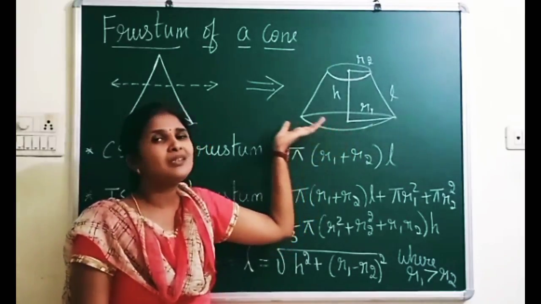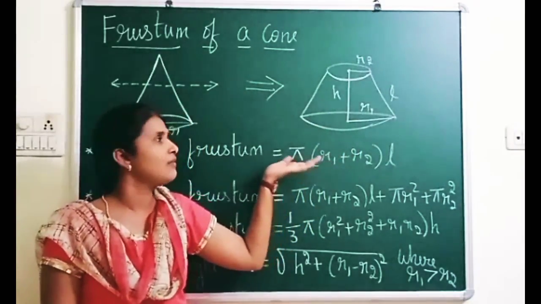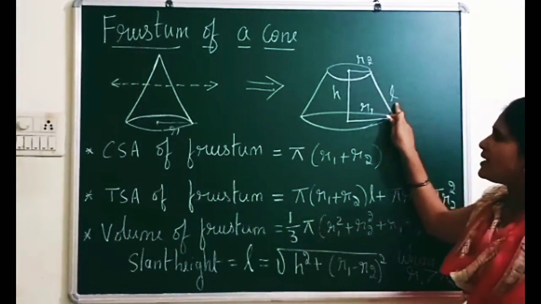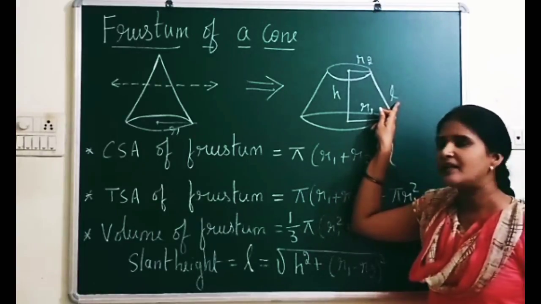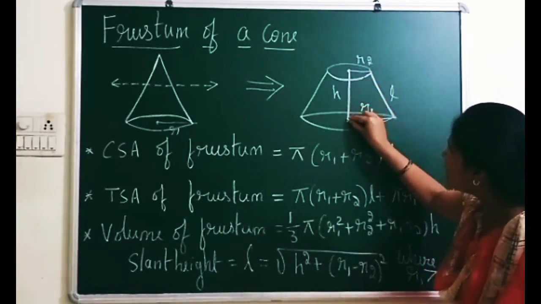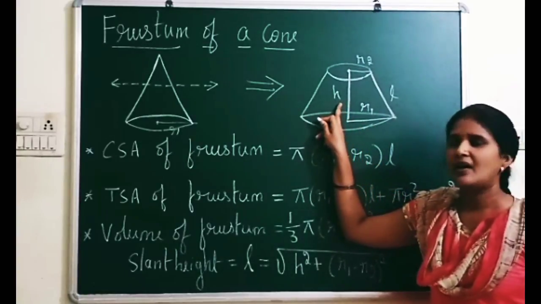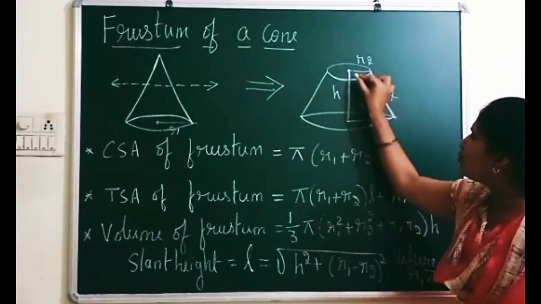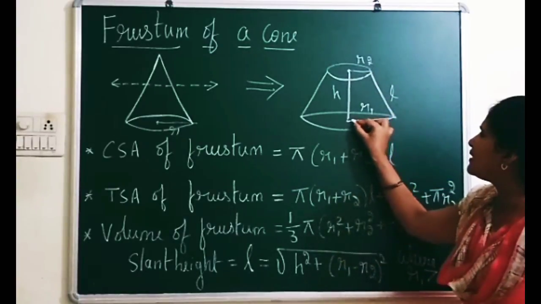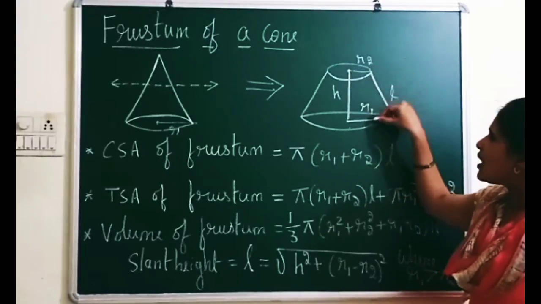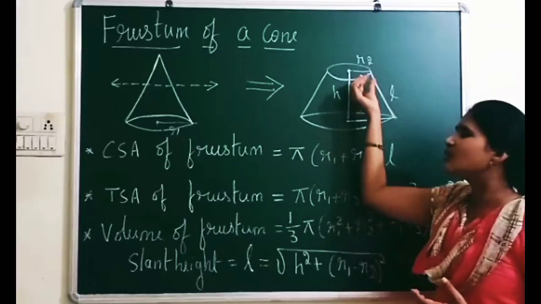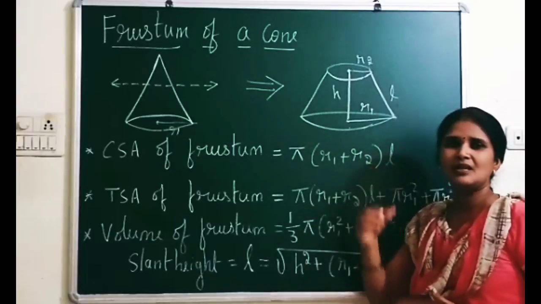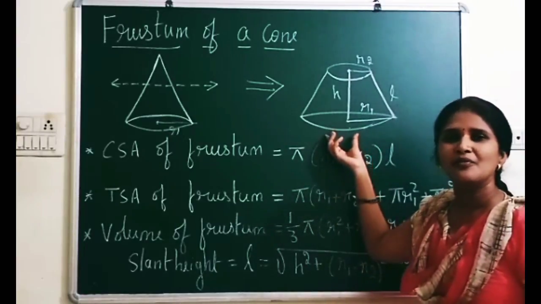Let me explain the terms, the dimensions you have in this frustum of a cone. From this edge to this edge, we call it L, which as you know is called the slant height. And this is the height, also called the perpendicular height. As the two circles have different radii, let me take this as R1 and this as R2. R1 and R2 are interchangeable, you can take whichever you want as R1 and R2. These are the three dimensions for this 3D figure, which we call the frustum of a cone.